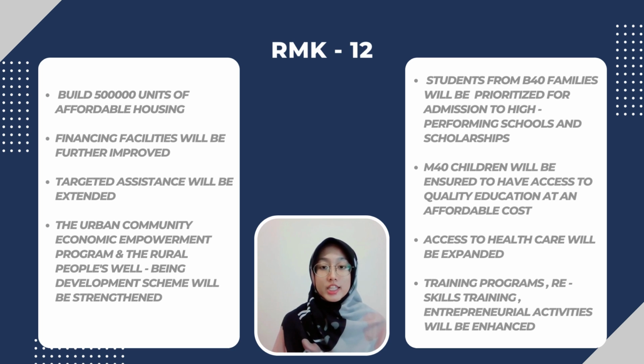One of the initiatives to be implemented by the government is to build 500,000 units of affordable housing to increase the chance of the B40 and M40 groups to own a home. Moreover, financing facilities including the Fund for Affordable Housing, Youth Housing Scheme, and Rent-to-Own (RTO) program will be further improved to ensure that the B40 and M40 groups are not burdened with installment payments.